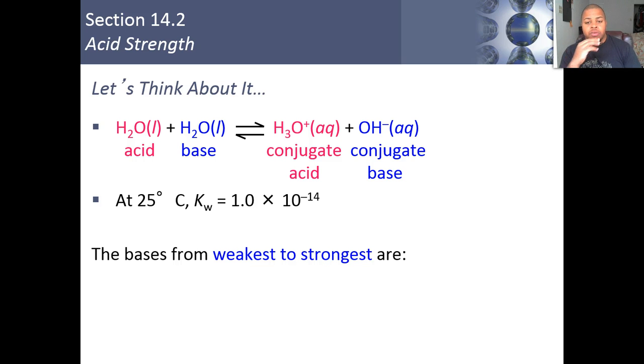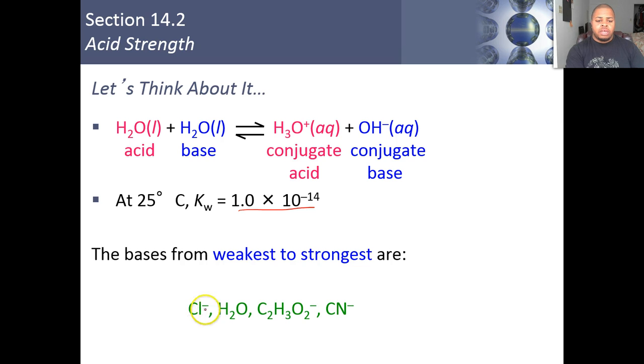Now, based on what we know, this is what we're going to come out to. We know that our Kw is always going to come out to 1.0 times 10 to the negative 14. That's not a problem. If we're looking at how water dissociates, we're going to end up with this as our constant every time. So that means our chloride ion first, as from a strong acid, H2O second, following this line, because this reaction is always going in the background, and our acetate, then our cyanide.